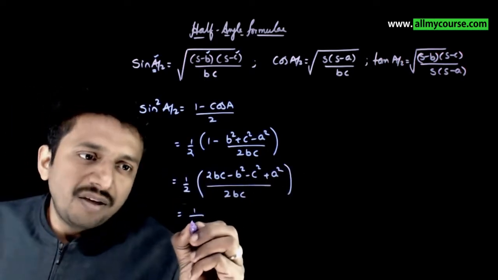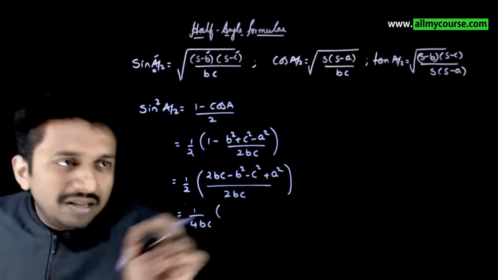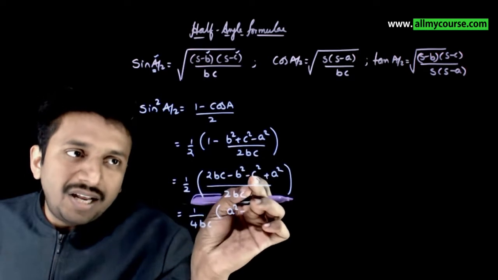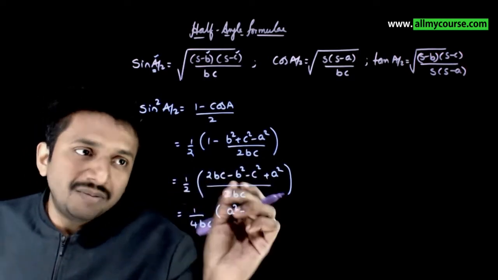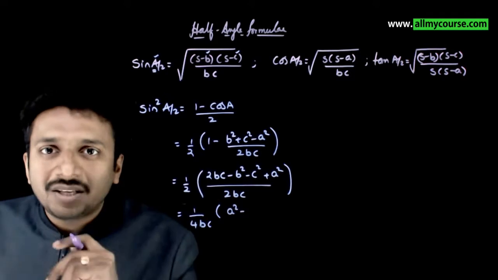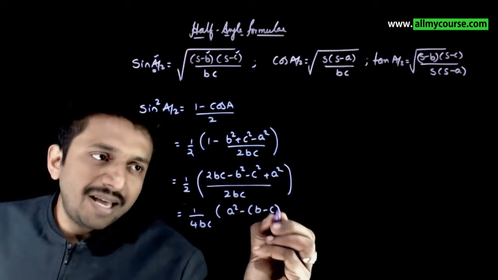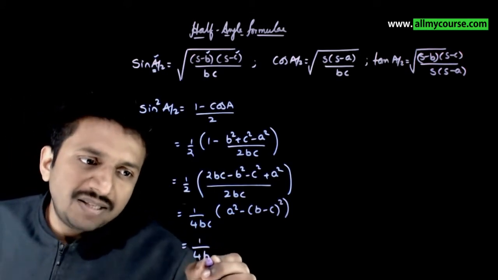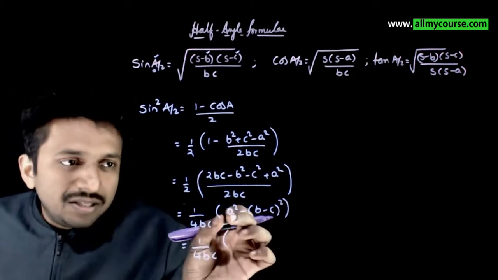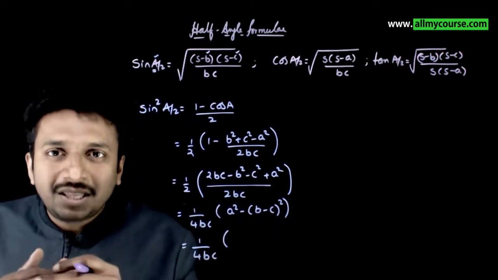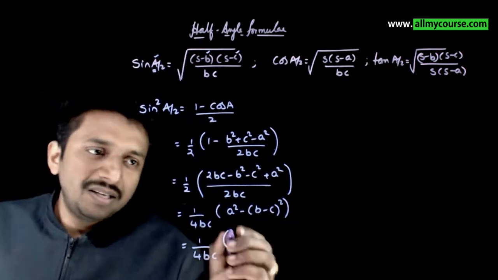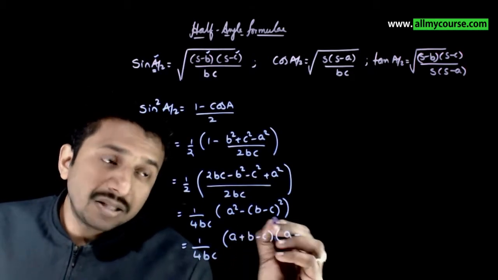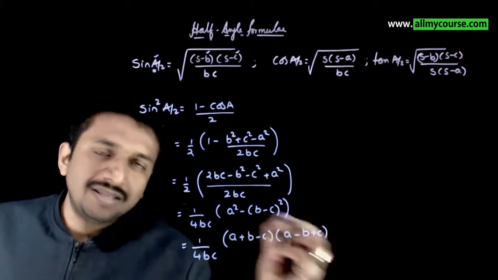That is equal to 1 by 4BC times A square minus, if you take a minus common from these three terms, you get B square plus C square minus 2BC, that is (B minus C) whole square. So that is equal to 1 by 4BC times, this is of the form A square minus B square, which is nothing but (A plus B) into (A minus B). It is (A plus B minus C) times (A minus B plus C).